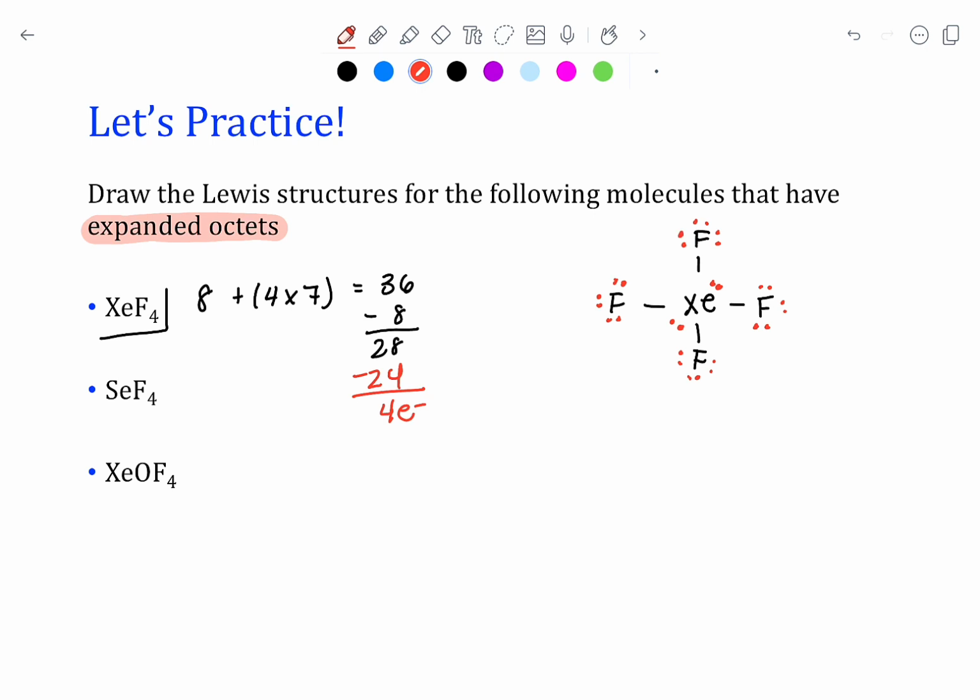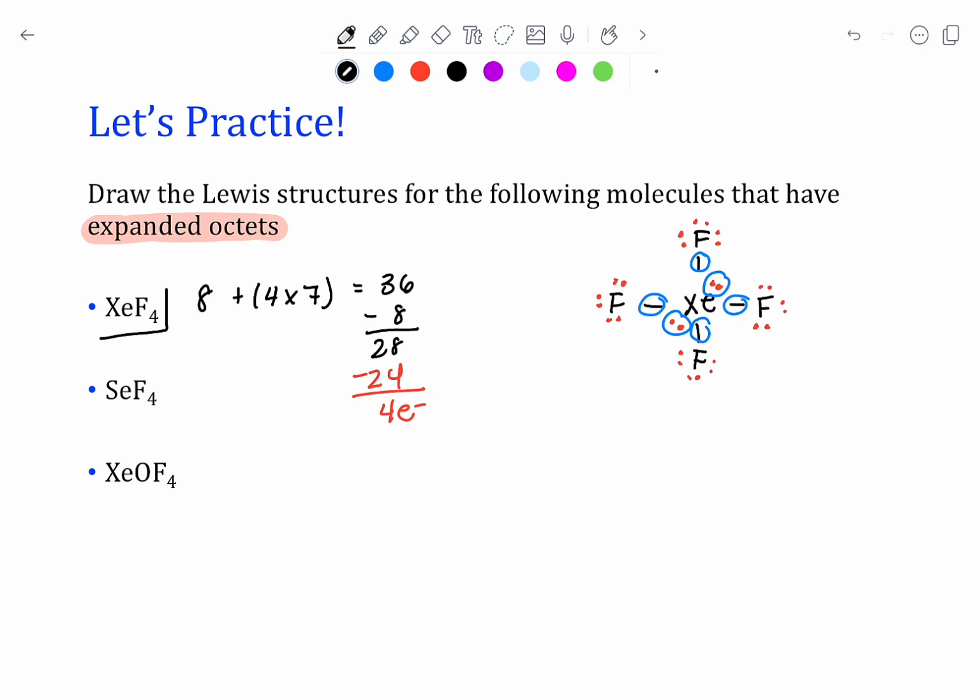The guidelines will then allow us to show that we can have expanded octets. So our xenon has an expanded octet because it has 1, 2, 3, 4 bonds, which is 8 electrons total, as well as 2 lone pairs, which is in total 12 electrons around it. So our xenon has an expanded octet with 12 electrons around it.